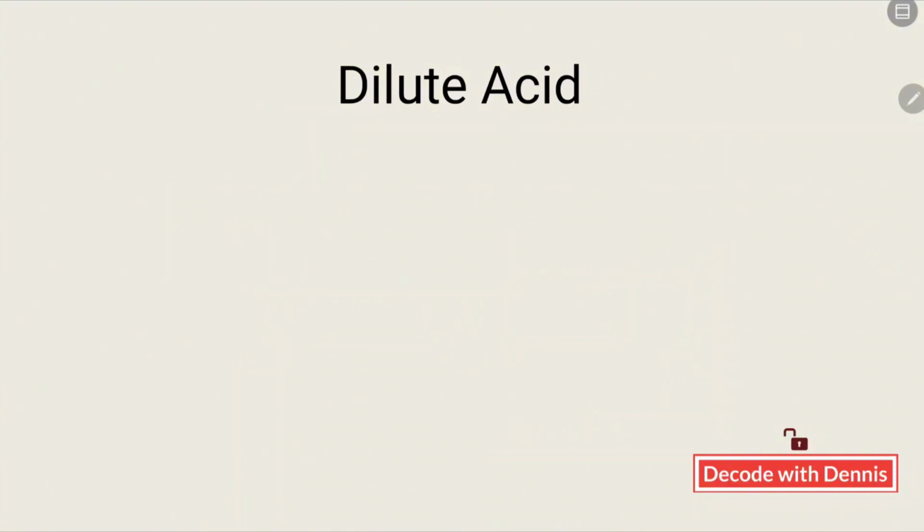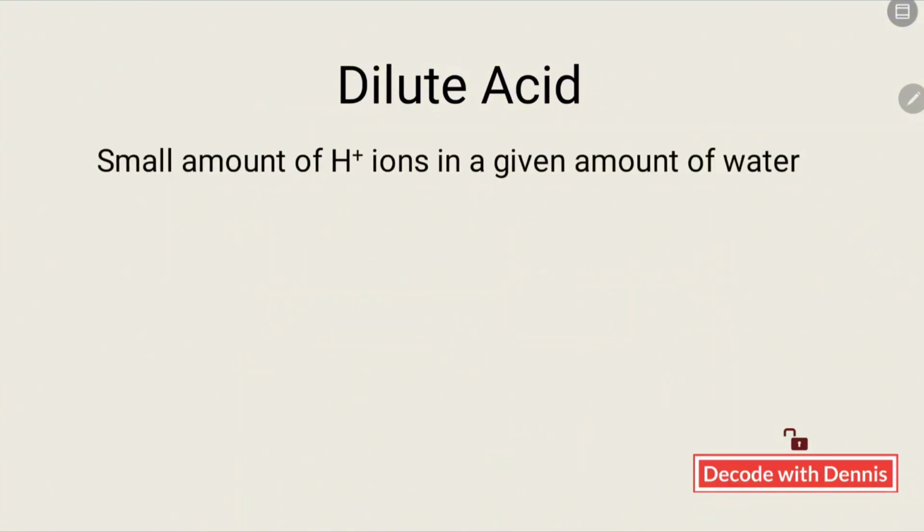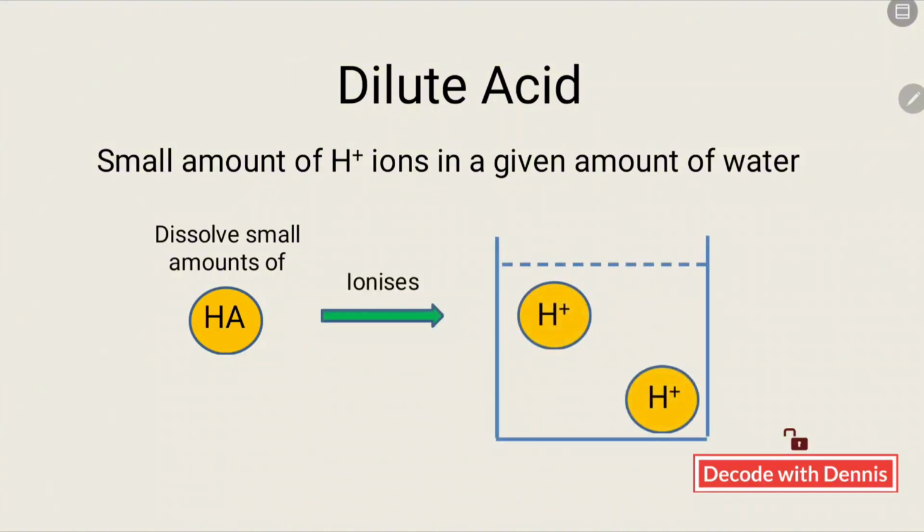Conversely, a dilute acid is one where there's a small amount of hydrogen ions in a given amount of water. So to get a dilute acid, you just need to dissolve a small amount of acid molecules in a given amount of water. And these acid molecules will ionize to give you a low concentration of hydrogen ions.